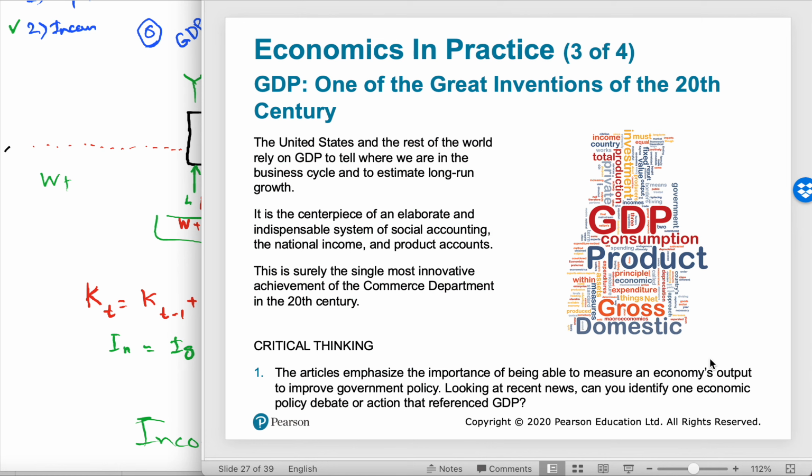There is a reading here, Economics in Practice, which I want you to read. The GDP is one of the most important inventions of the 20th century. Actually, it's sitting next to marvels of human invention like electricity. It's of such vital importance. So do think critically, like the way that Simon Kuznets did in inventing this concept.